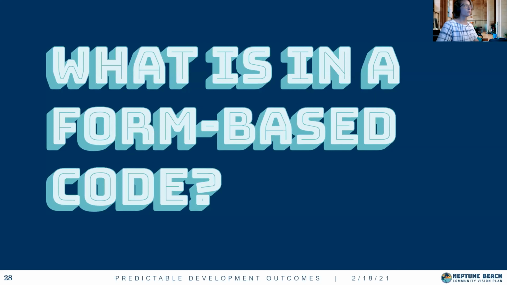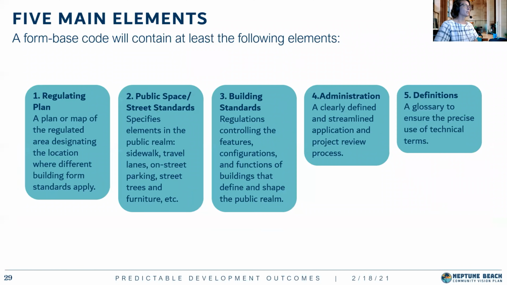So I'm going to go now through the actual elements of the form-based code. There's 5 key elements that must be included in any form-based code. The first one that I already mentioned is a regulating plan. So this is the actual map that designates specific zones, transect zones, which then apply to different building form standards.